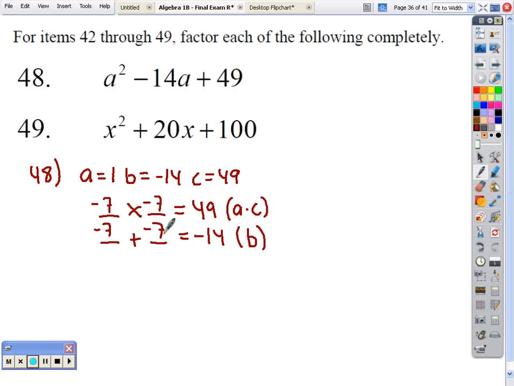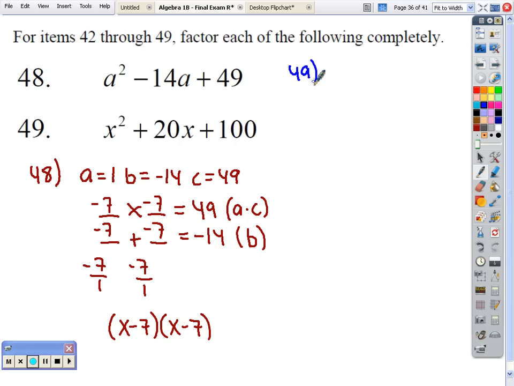So there's my answers. My a value is 1, so I have two fractions that look like this. This gives me the answer of x minus 7 times x minus 7. Okay? If you wrote x minus 7 and then put an exponent outside of it, squaring it instead, that would be fine as well.